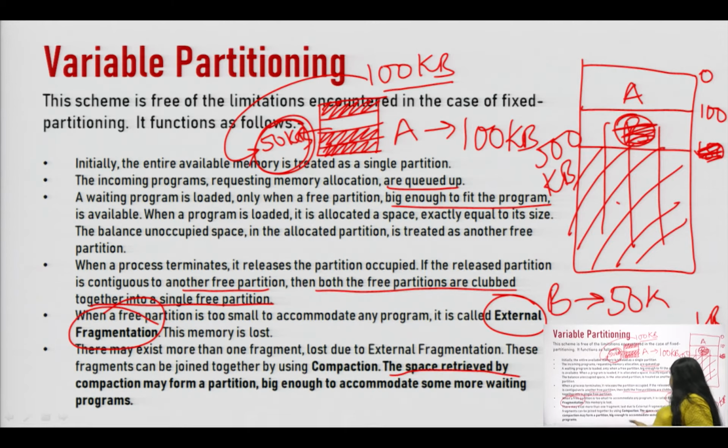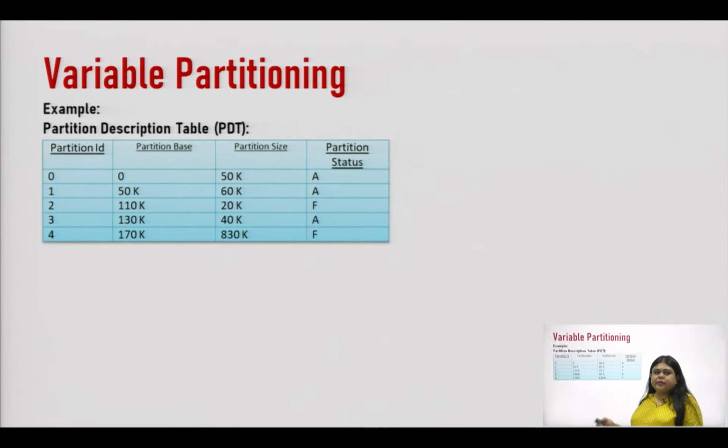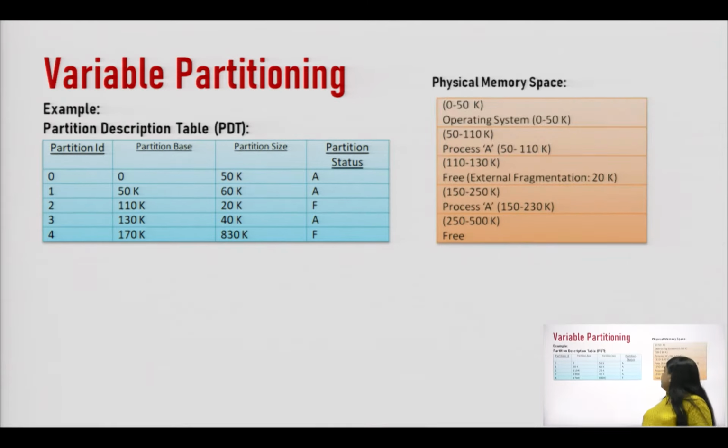So, compaction is basically the process of clubbing all these free memories into one block, and the space that we get after the process of compaction is big enough that it can take care of any other coming up program or process into the memory. So, this is compaction. Compaction is basically nothing else other than clubbing or bringing all the free space in one place. Okay.